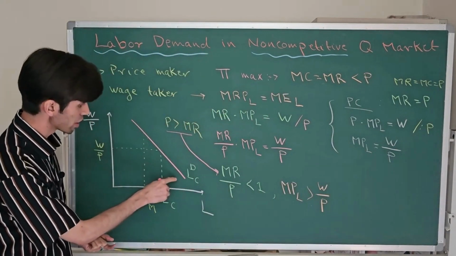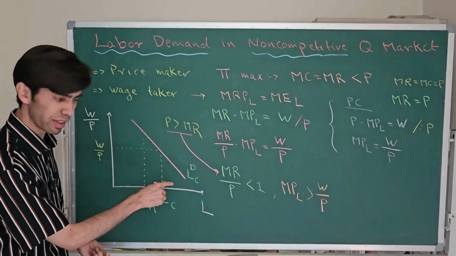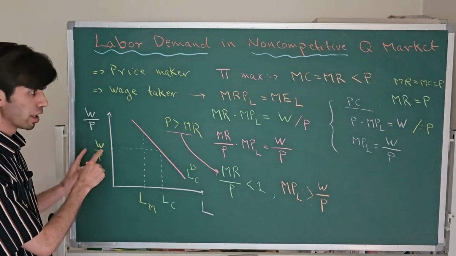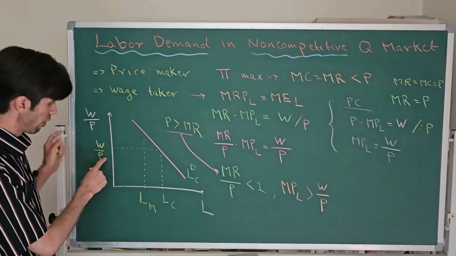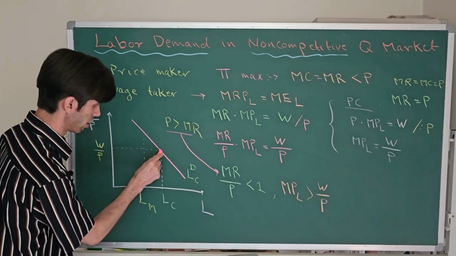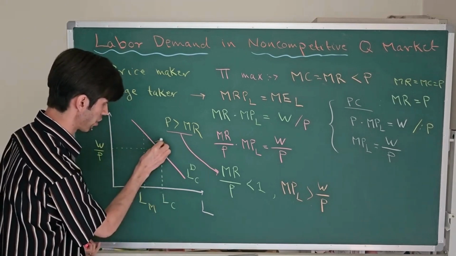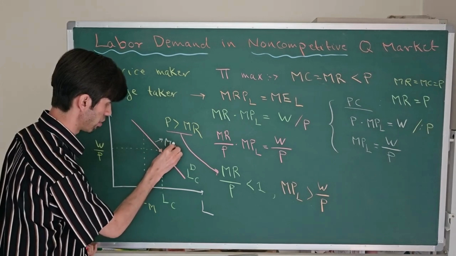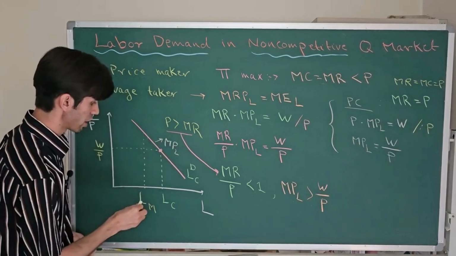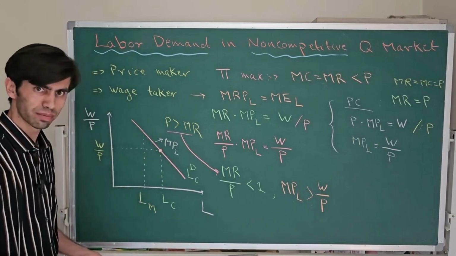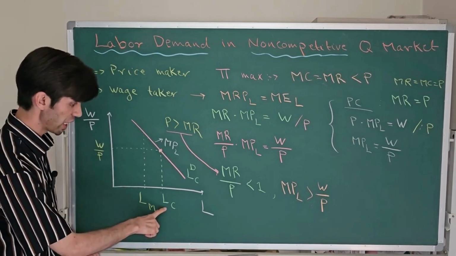If this curve shows the marginal product of labor, then the demand for labor in the perfectly competitive input and output market will be this point, where the marginal product of labor is equal to the wage rate.